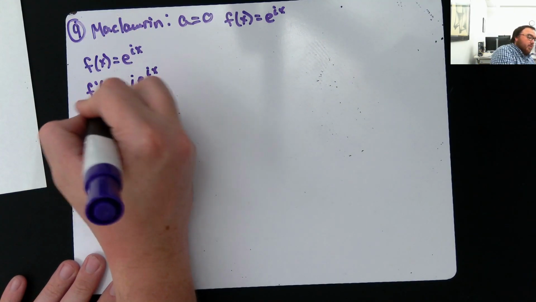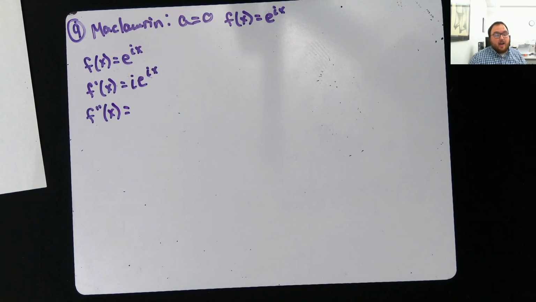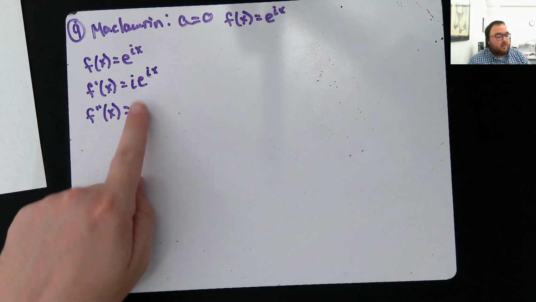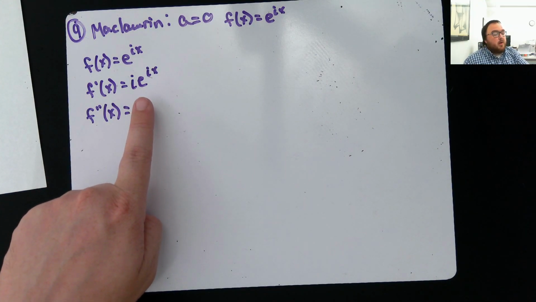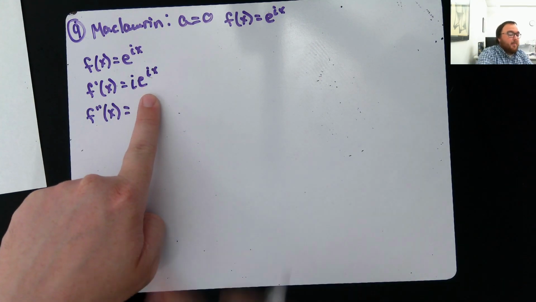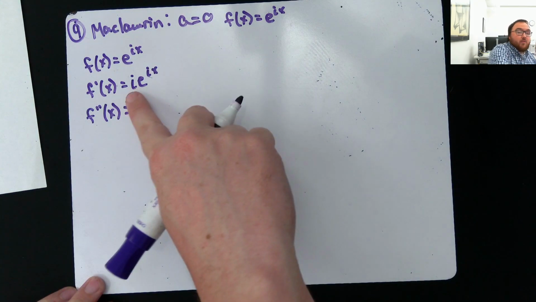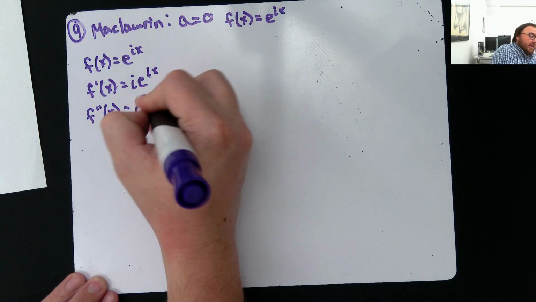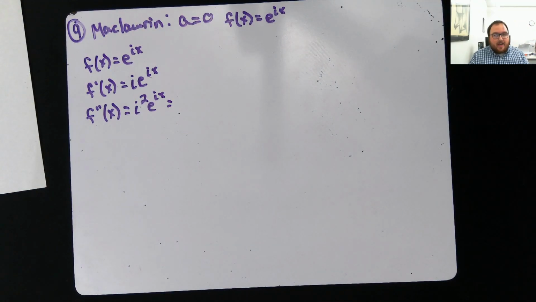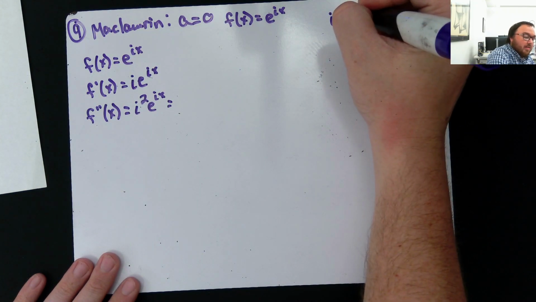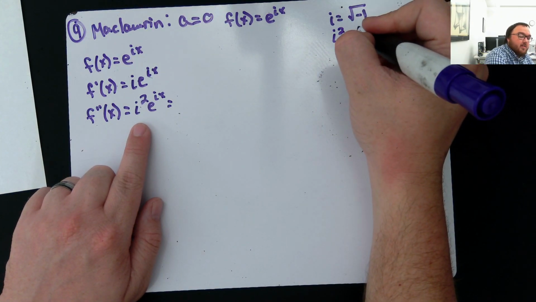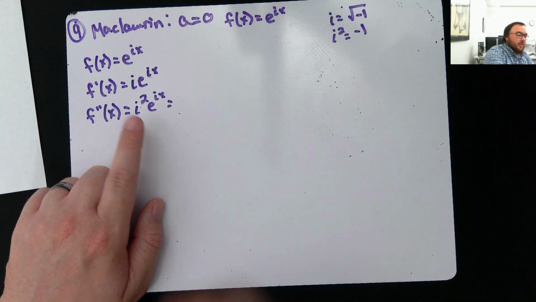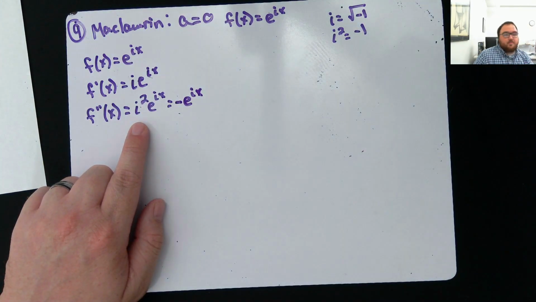So the second derivative, I would do the same thing, right? i is a constant, so I don't need the product rule here. e stays e, but I need to times this by i. So out front, I would end up with i squared e to the ix. Well, what is i squared? Remember the whole point of i is that i is equal to the square root of -1. So i squared would be -1. So this is negative e to the ix.